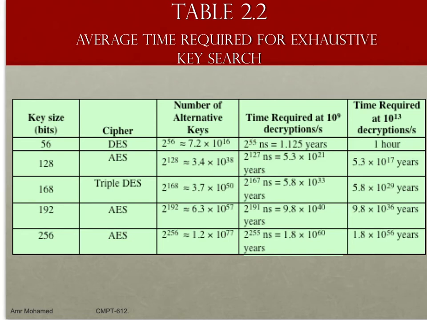Assuming, of course, that the average number of guesses that we can do is half the 2 to the power 56, which is 2 to the power 55. Okay.